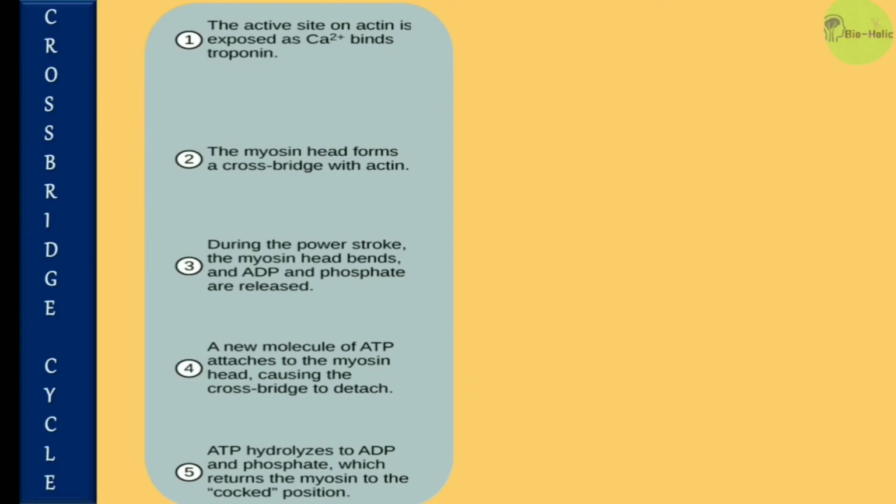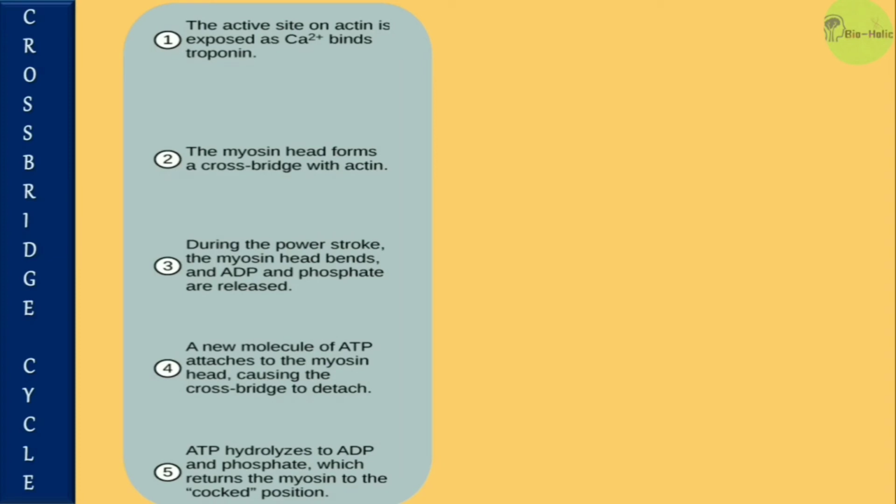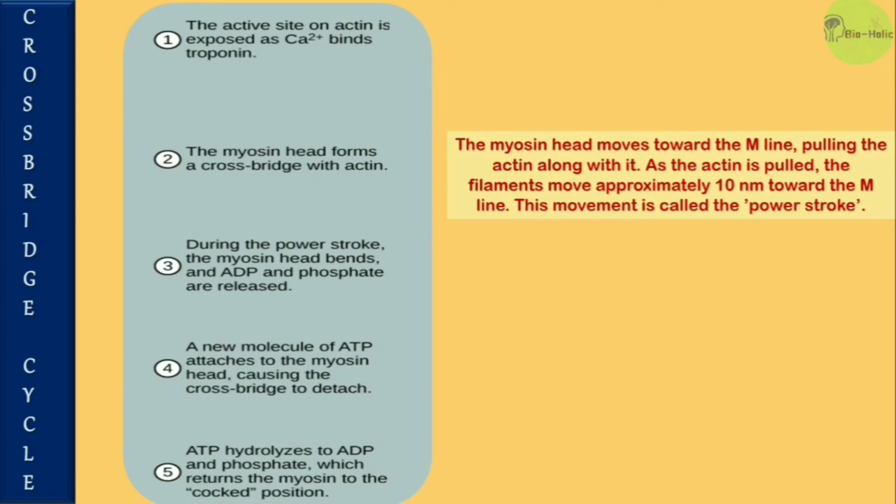Here I have provided the steps of the cross bridge cycle in chart form. In the first step, the active site on actin is exposed as calcium binds troponin. Then the myosin heads form a cross bridge with actin. Then during the power stroke, the myosin head bends and ADP and phosphate are released, and a new molecule of ATP attaches to the myosin head, causing the cross bridge to detach. And lastly, the ATP hydrolyzes to ADP and phosphate, which returns the myosin to the cocked position, or its normal position. The myosin head thus moves toward the M line, pulling the actin along with it.